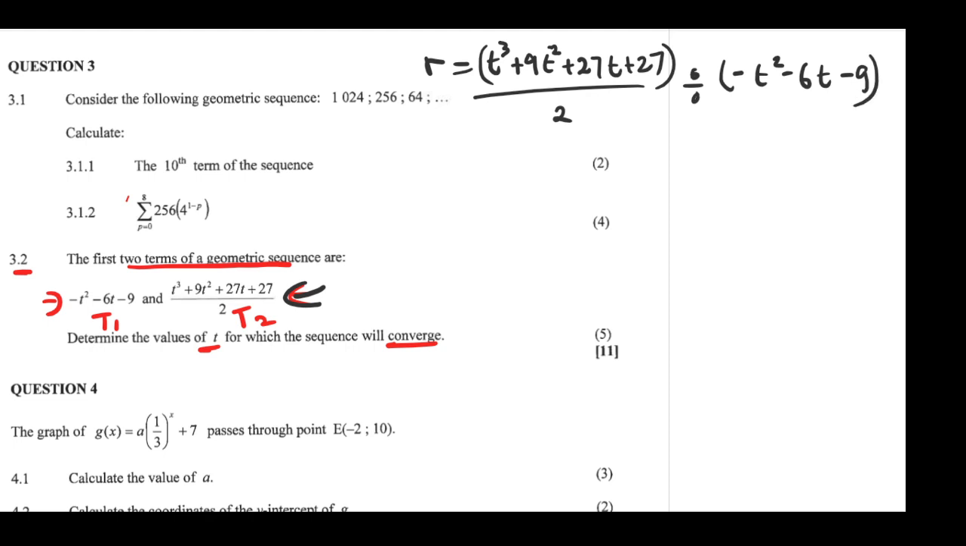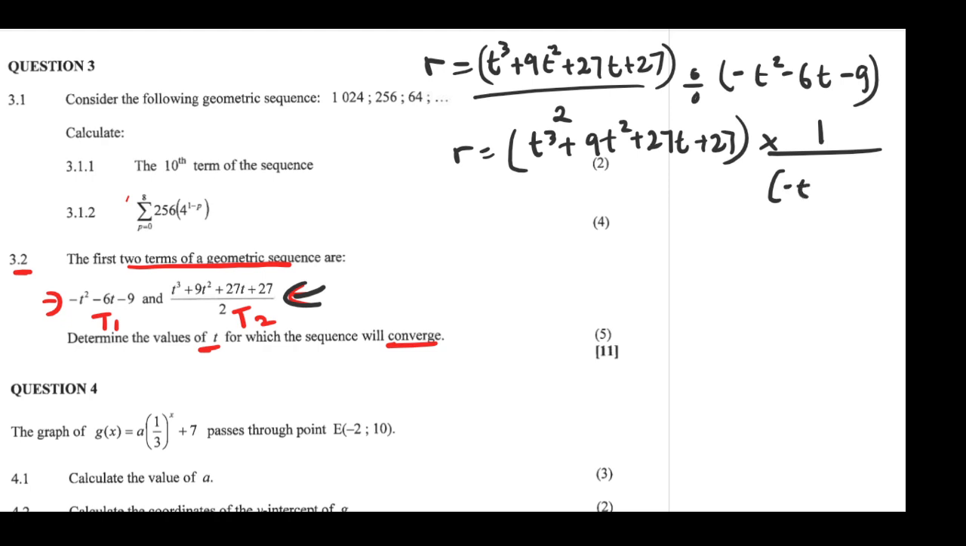If you were to write it properly, it's going to be r is equal to t to the power of 3 plus 9t to the power of 2 plus 27t plus 27, right? And then here it's going to be multiplied by 1 over minus t to the power of 2 minus 6t minus 9, over 2, right? So this is r, but obviously you need to simplify this further. For us to simplify this further, we need to factorize this cubic function, right? Chances are it will give us a factor which is more or less like this, right? So let's just try and simplify it and see what we're going to find.